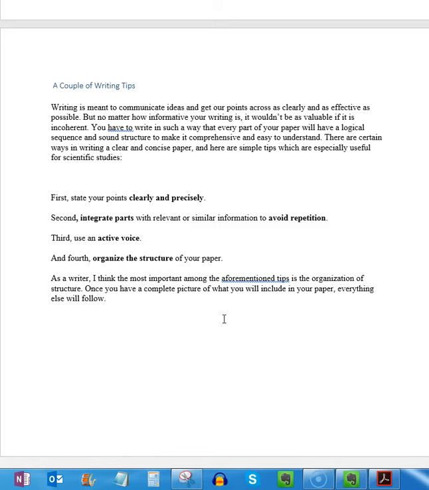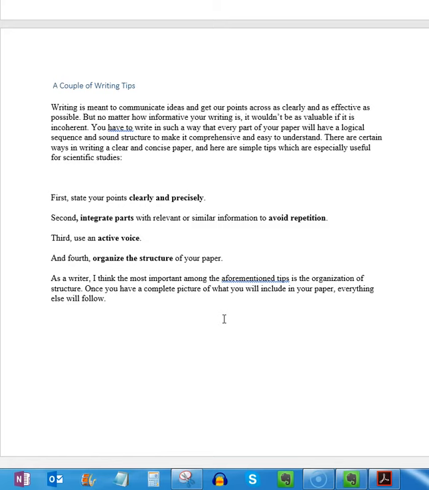So first, state your points clearly and precisely. Second, integrate your parts with relevant and similar information to avoid repetition. Third, use an active voice. And fourth, organize the structure of your paper. As a writer, I think the most important among the aforementioned tips is the organization of your structure. Once you have a complete picture of what you will include in your paper, everything else will follow.